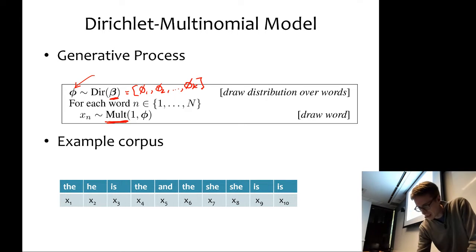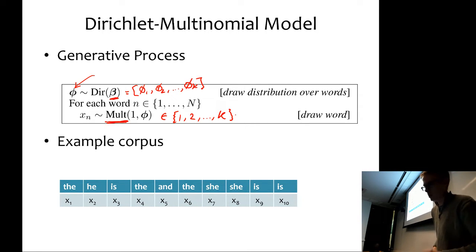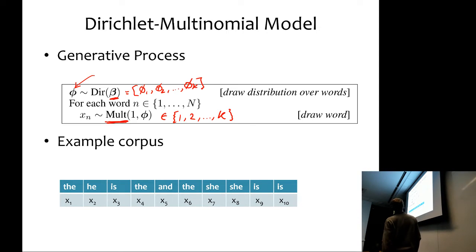So xn is from the set 1, 2, up to k here. What are the parameters of a multinomial usually? Just remember this. So one of them is this phi distribution that tells you the probability of getting each of the sides of a k-sided die. What's the other parameter? Weight of each of the individual. So the phi is the actual weight of the individual classes.